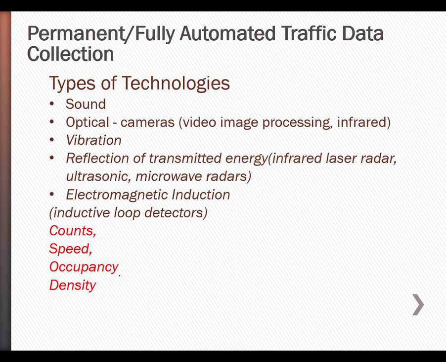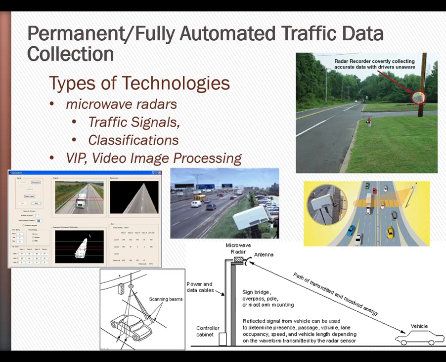So, types of technologies, we use tons of technology. I just talked about cameras, but there are sound, some cameras are optical, vibration, laser radar, reflection of some kind of analysis. Sometimes electromagnetic induction, which is the loop detectors we talked about. And we use these to find count, speed, occupancy, and density. Several things we can do from these kinds of counts.